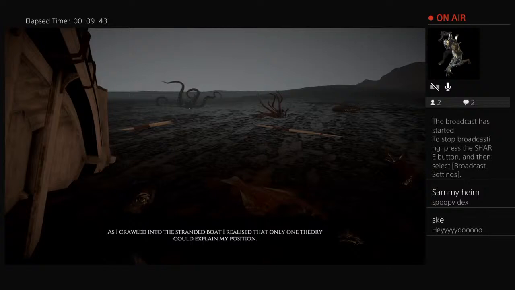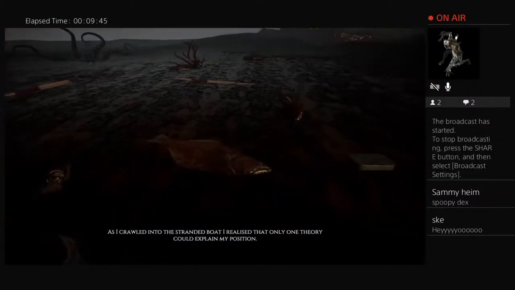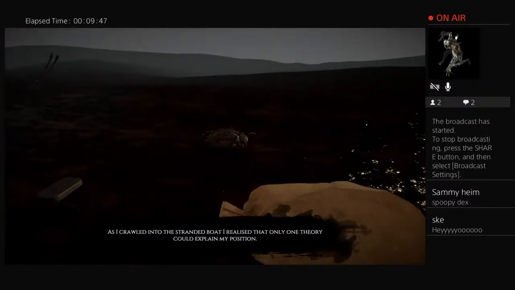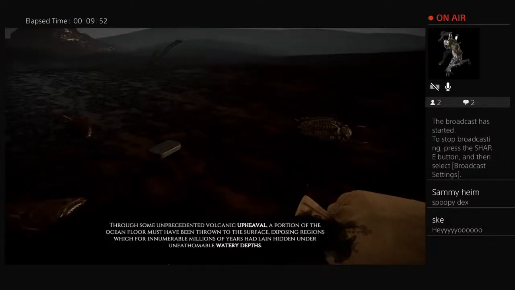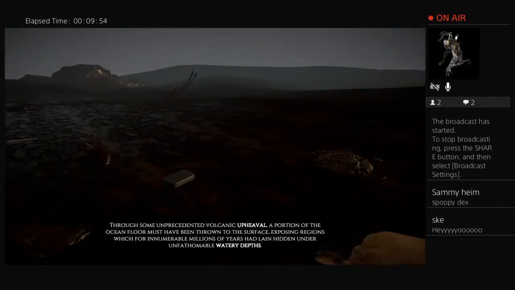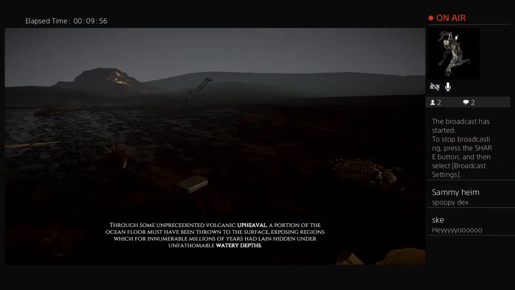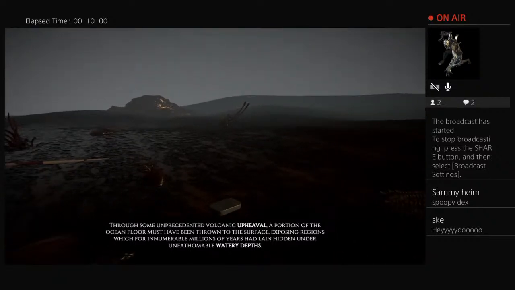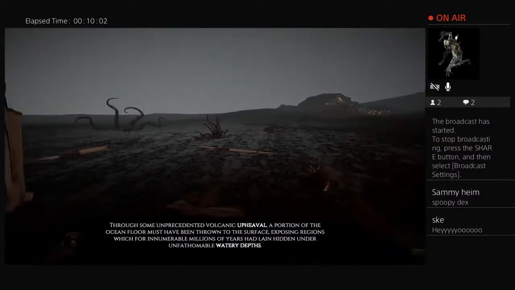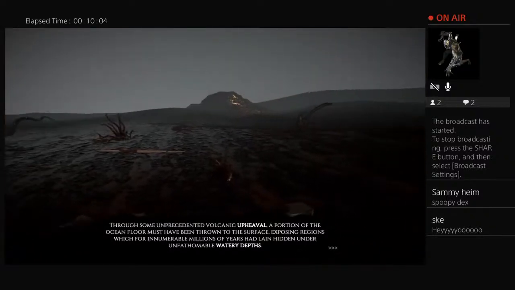As I crawled into the stranded boat, I realized that only one theory could explain my position. Through some unprecedented volcanic upheaval, a portion of the ocean floor must have been thrown to the surface, exposing regions which for innumerable millions of years had lain hidden under unfathomable watery depths. You're dead? I think there's squid.